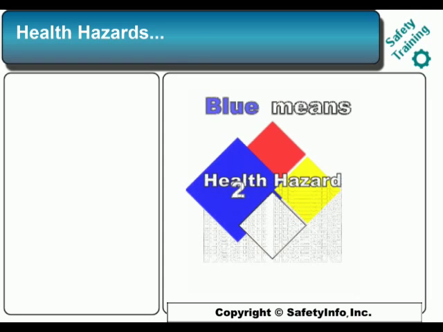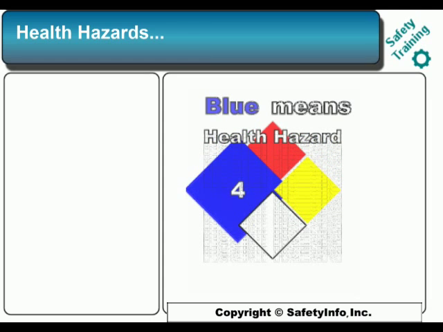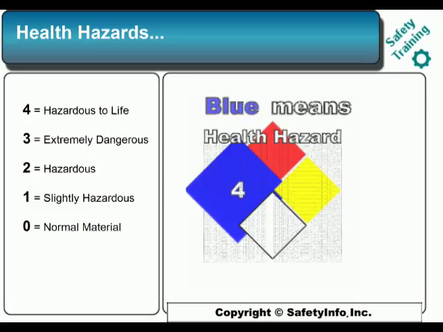The blue diamond provides information concerning health hazards of the chemicals. 4 means hazardous to life, 3 means extremely dangerous, 2 means hazardous, 1 means slightly hazardous, and a 0 in the blue area lets you know that the chemical has a very low health hazard.